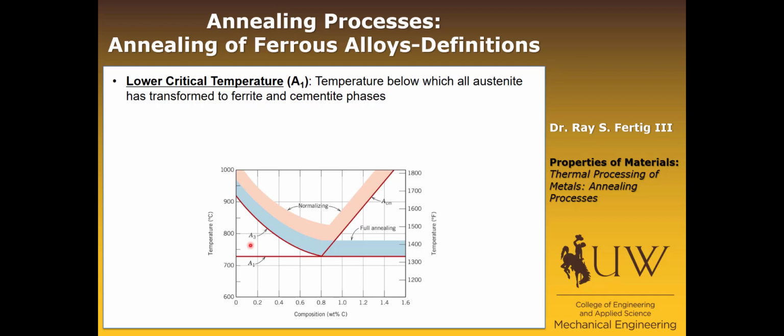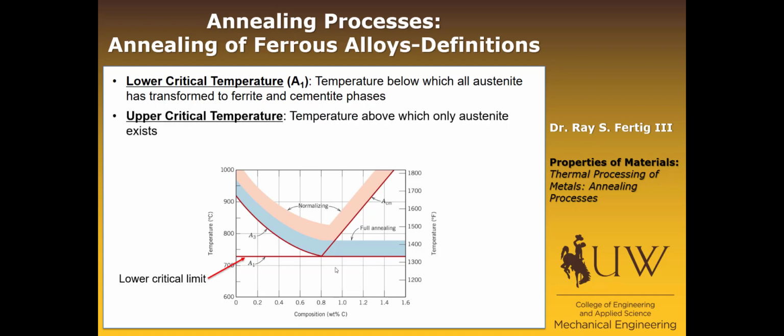Okay, so this lower critical temperature, which is basically the eutectoid temperature, is the temperature below which any austenite that existed has transformed into ferrite and cementite. It's located just at that line. We call it A1. The next is the upper critical temperature, and it's the temperature above which only austenite exists. From this plot, we can see that for a hypoeutectoid alloy, it's going to be A3. And for a hypereutectoid alloy, so that's on this side of the eutectoid composition, it's going to be what we call A sub Cm.